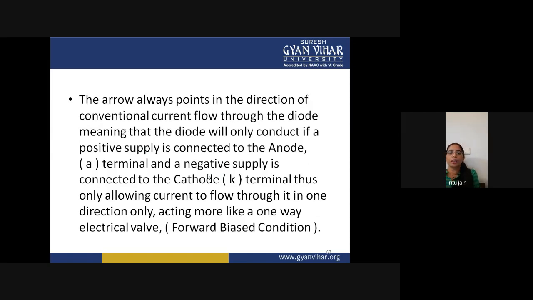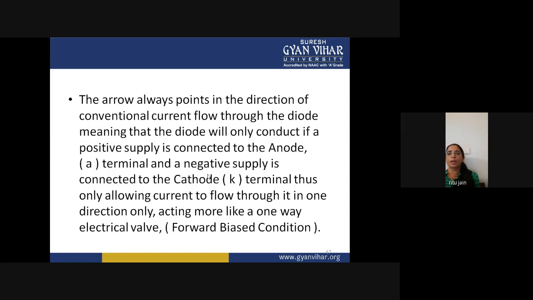If you want the diode to conduct, you have to connect the anode terminal to the positive supply and the cathode terminal to the negative supply. So the positive supply is connected to the anode terminal, and the negative supply is connected to the cathode terminal, only allowing current to flow through it in one direction.